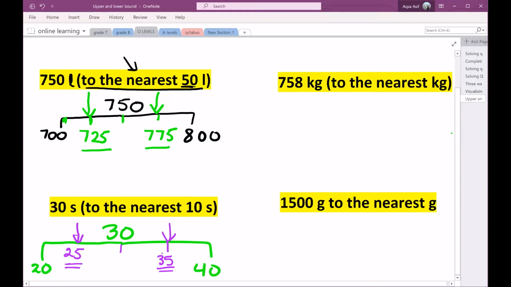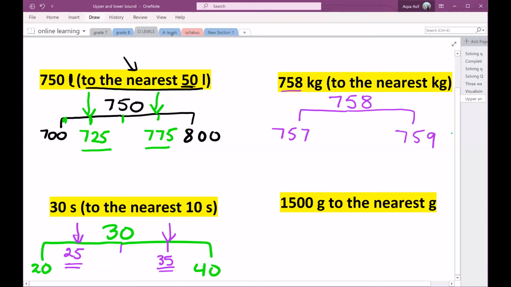Similarly, let's do it with 758 to the nearest kg. In the end, I'll tell you a shortcut way as well. First, I want you all to understand what we mean by the upper and lower bound. We have to find the lower and upper bound of 758 to the nearest kg. Nearest kg means it can be 1 kg less and it can be 1 kg more. So I will write 757 here and 759 here.